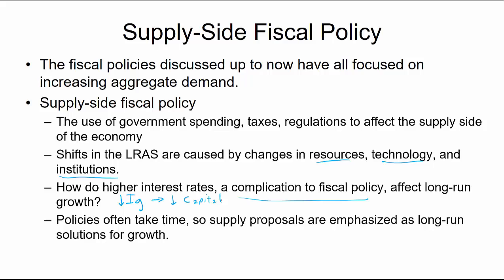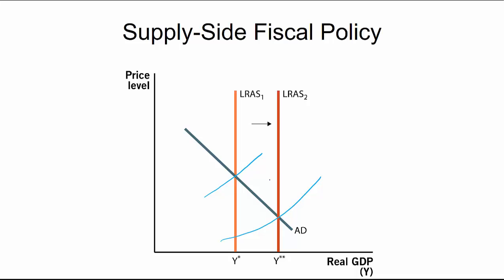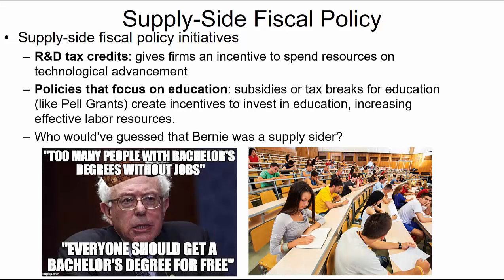And you can't have economic growth if you don't have more capital. Okay? So, let's look at these. Alright, so it's our goal. We basically want to shift long-run aggregate supply and, of course, short-run with it to drive the price level lower and output higher. Okay?